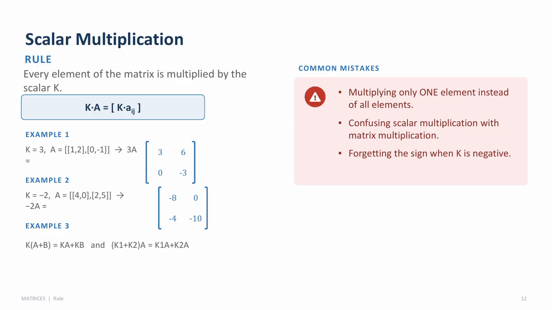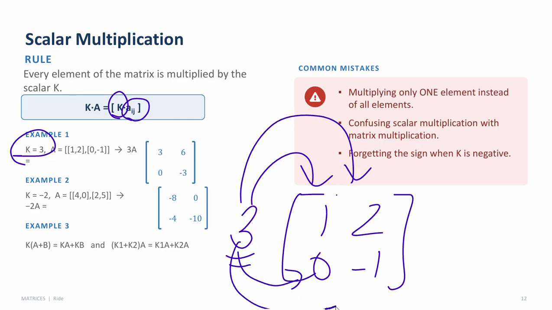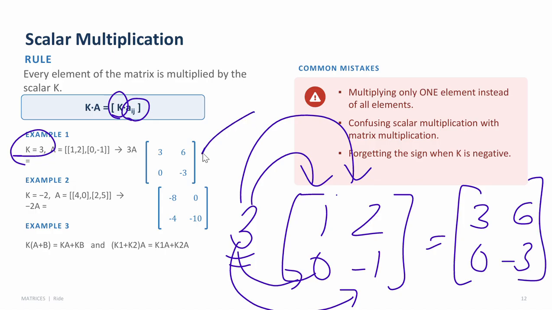Now let us talk about scalar multiplication. Every element of the matrix is multiplied by the scalar k, right? So for example, if k is equal to 3 here, and I have the matrix 1, 2, 0 and minus 1, and I have to multiply this entire matrix by 3. What I'm basically going to do is multiply k, that is my 3, with each element of the matrix. So 3 with 1, 3 with 2, 3 with 0 and 3 with minus 1. So we are going to get 3, 6, 0, minus 3. Okay, which is this.